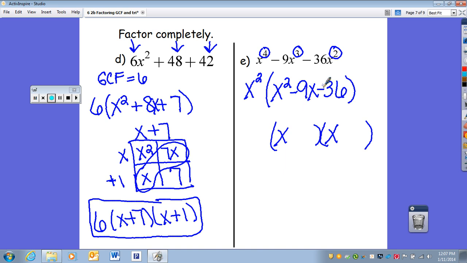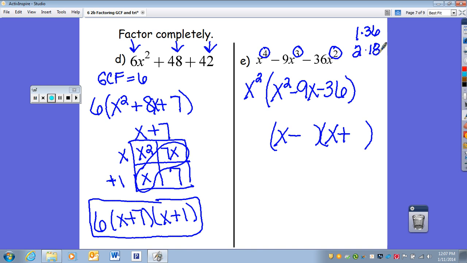Now, because these are both negative, we do know that one of our factors must be negative and one must be positive in order to get a product of negative 36. Let's think of some factors of 36. 1 times 36. If I add these two together in a combination of positive and negative, will I get negative 9? No.